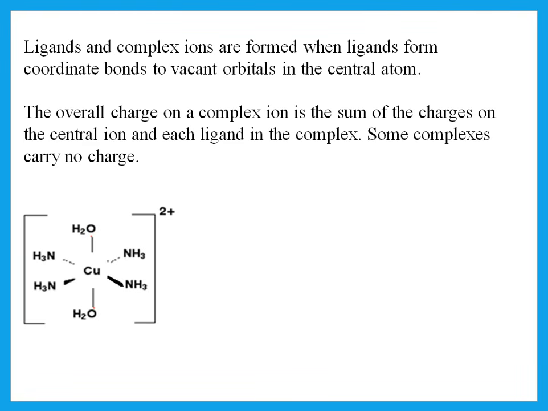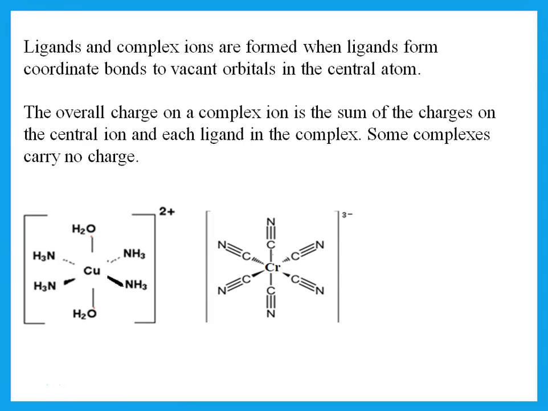So, for example, this complex that we have with copper, ammonia and water have no charges on them. So ammonia is a neutral molecule. We're just using the lone pair of electrons on the nitrogen to form a dative bond. Water is neutral. It doesn't have a charge. But the copper is a 2+ ion. Each of the ligands has a charge of 0. So the overall charge of my complex is 2+.